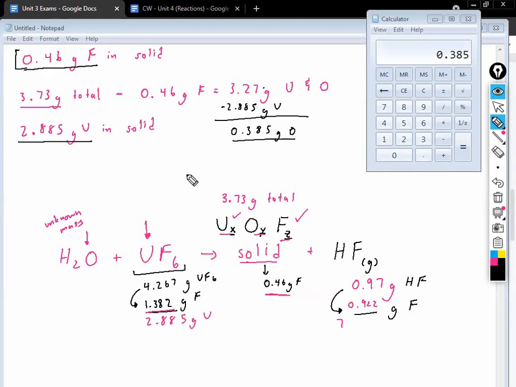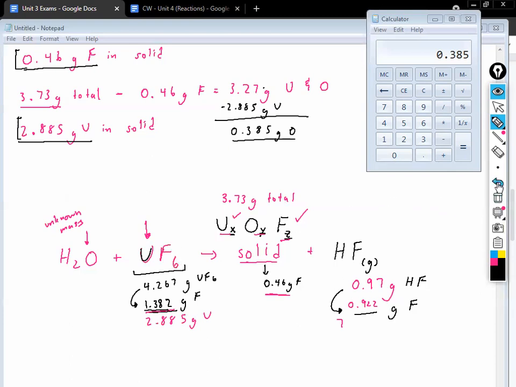We got 0.46 grams of fluorine in the solid, right? Did that part make sense when we got that in the last problem? Okay. We just found out that there's 2.885 grams of uranium because only uranium comes from UF6. We found out earlier how much fluorine is inside of UF6. And so if we subtract the fluorine from UF6, we get 2.885 grams of uranium. And since there's only this much uranium inside of the reaction, there has to be the same amount inside of the solid. Does that make sense?